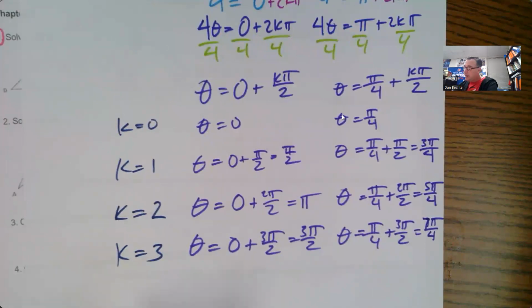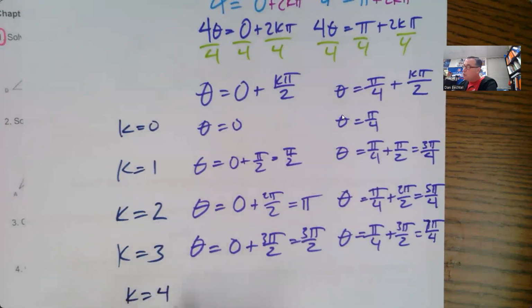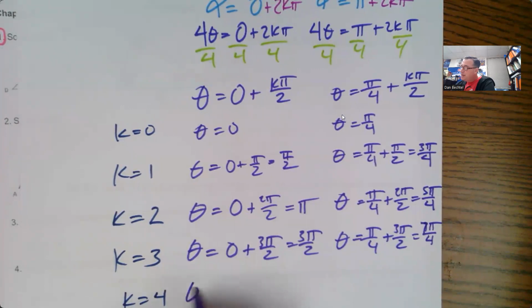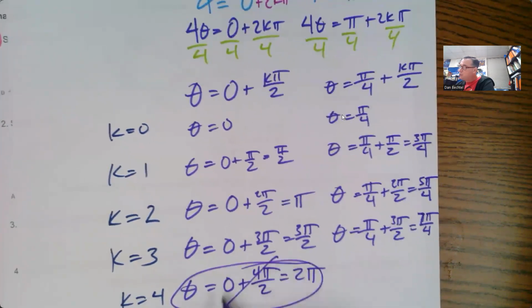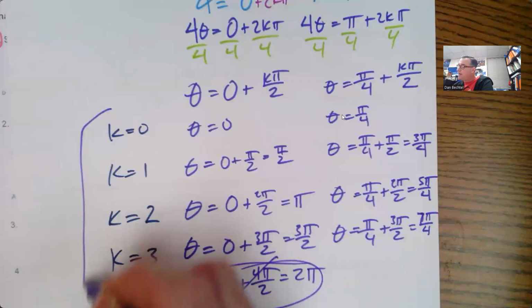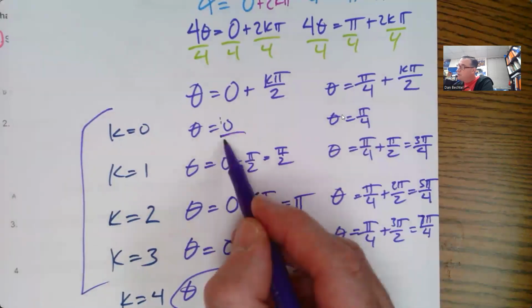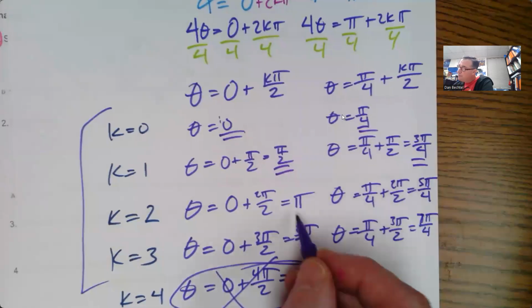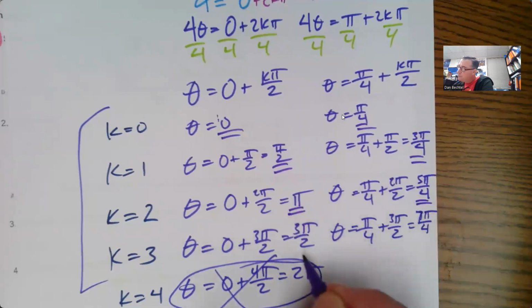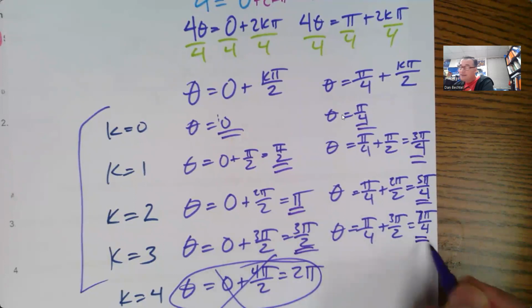Then if I plug in k is equal to 4, theta is going to equal 0 plus 4 pi over 2, which is 2 pi. We know it can't equal that, so I found my first one that doesn't work. These are all of my answers. So my answers will be 0, pi over 4, pi over 2, 3 pi over 4, pi, 5 pi over 4, 3 pi over 2, and 7 pi over 4.